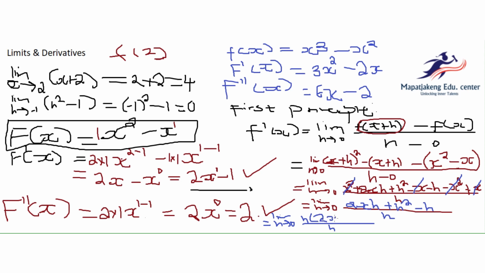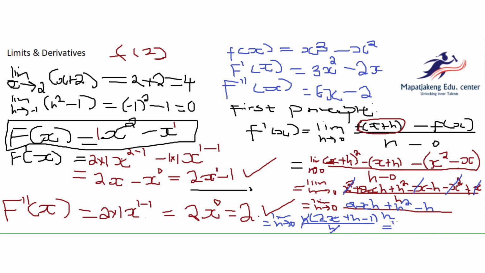If we take h out here, it's going to be 2x, plus h left. If we take h out here, it's going to be minus 1. Right? Then now we can see that this h cancels this h. Why did the h have to cancel? Because remember, if we were doing direct substitution, substituting h with 0 here, everything will be undefined. We have to simplify it first.